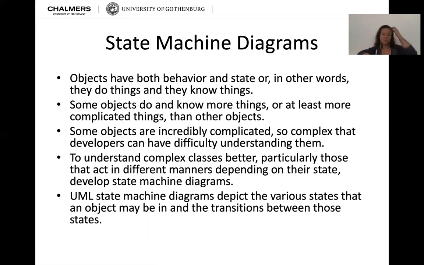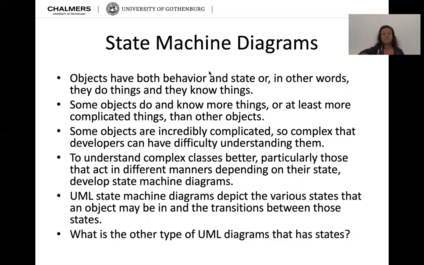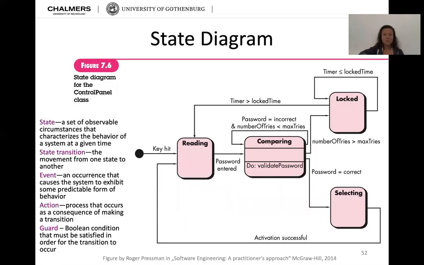So UML state machine diagrams depict the various states that an object may be in and the transitions between those states. Well, what's again the other type of UML diagram that has states? Activity diagram. We'll get to that one too.